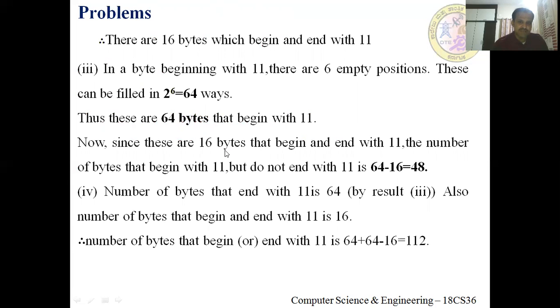Now, since there are 16 bytes that begin and end with 11, the number of bytes that begin with 11 but do not end with 11 is obtained by subtracting the number of bytes that end with 11 from the number of bytes that begin with 11. What is the number of bytes that begin and end with 11? That is 16. 64 minus 16 is 48 ways. This is the answer for the third sub question.